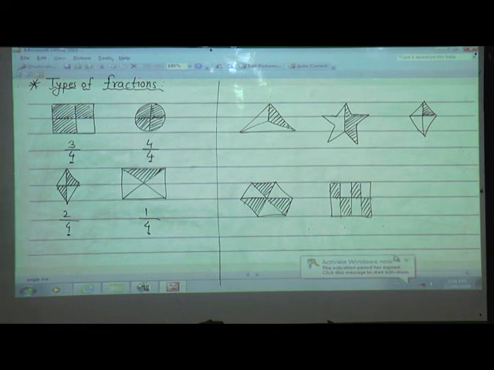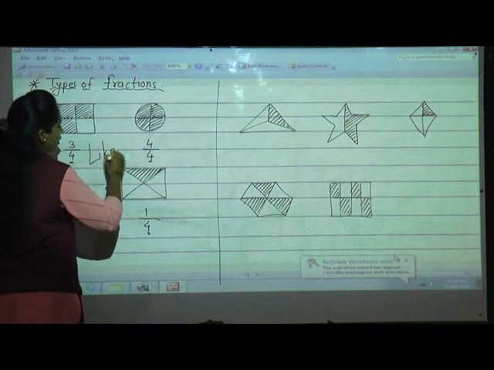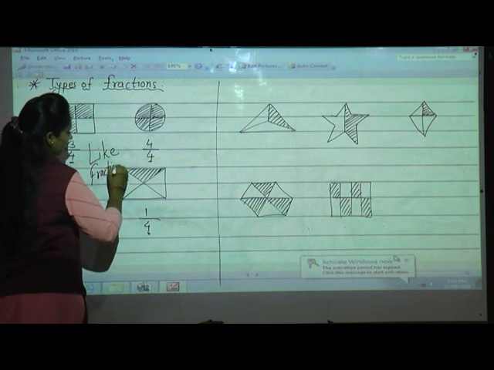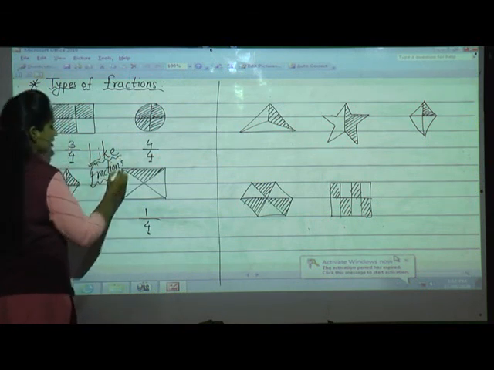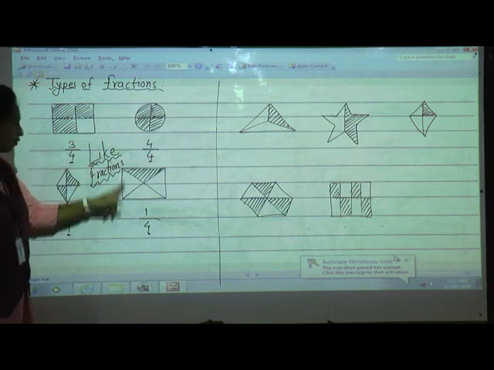So they are called like fractions. What they are called? Like fractions. When the denominators of all the fractions are the same, they are called like fractions. Are you getting? Keep in your mind. So this is the numerator and this is the denominator.